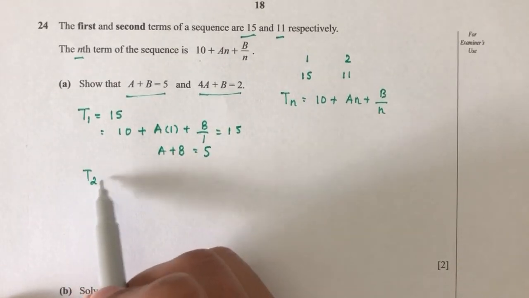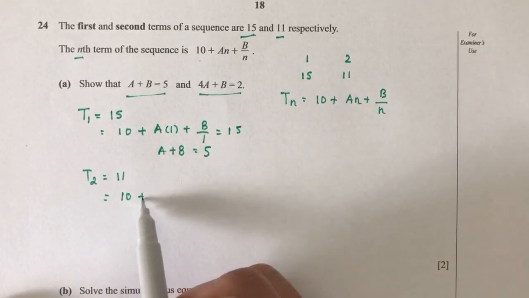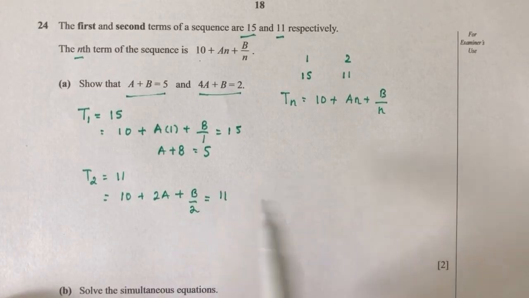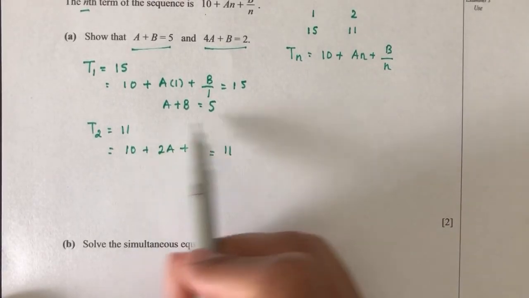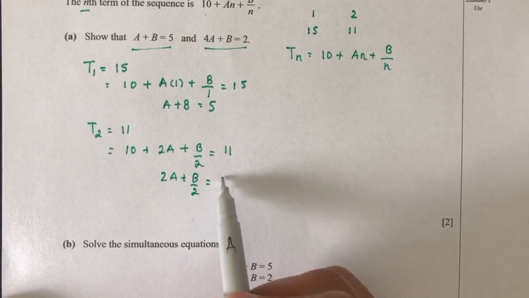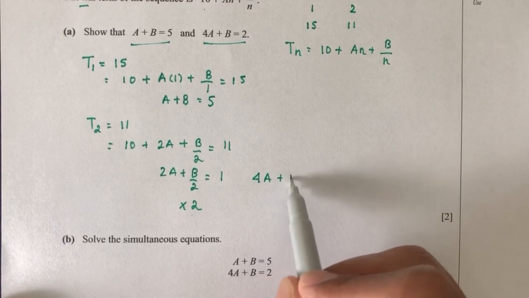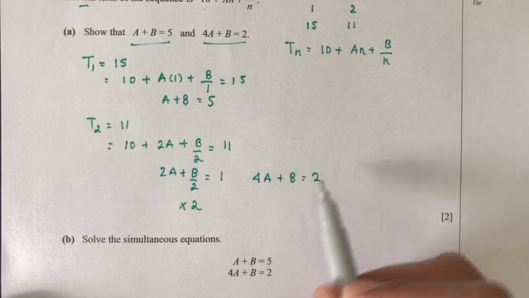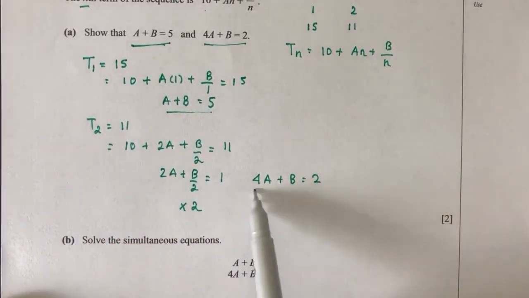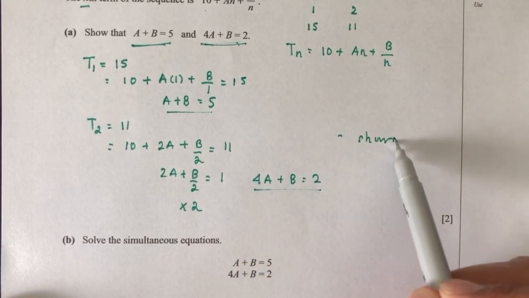And t2 is equal to 11. Replace n with 2 in the equation, we have 10 plus 2a plus b over 2 equal to 11. So we bring this over here, we have 2a plus b over 2 will be equal to 1. Times 2 everywhere, we have 4a plus b equal to 2. As you can see, the first one is this, it is the same as this, and this one is here, the same. So we have shown it as required.